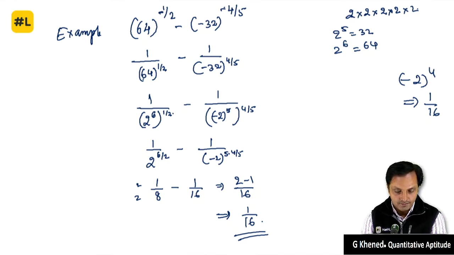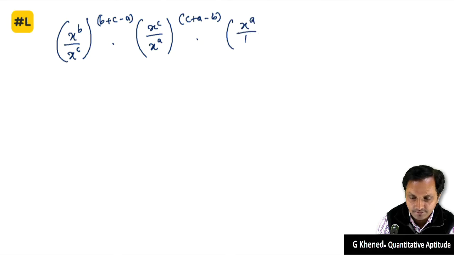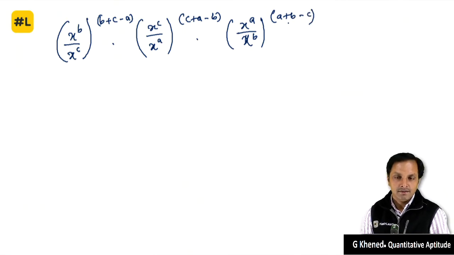Is that okay? Yeah, I would like to discuss one more example related to the indices. Here is an example: (x power b divided by x power c) whole power b plus c minus a, times (x power c divided by x power a) power c plus a minus b, everything multiplied by (x power a by x power b), and the power is a plus b minus c. This will be simplified to what?